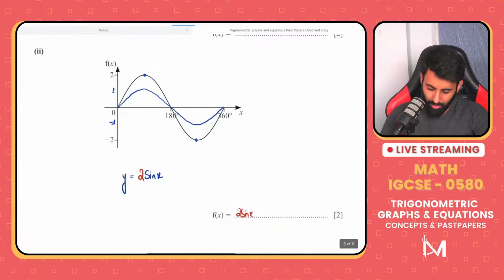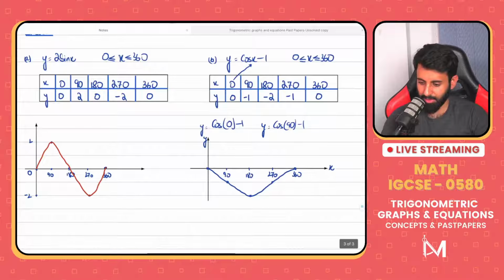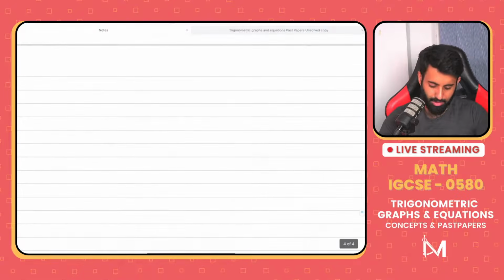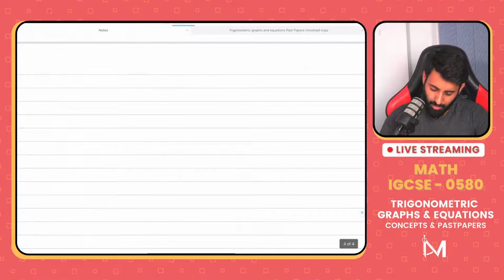Okay, now, as far as curves and sketching are concerned, that's that. Now, let's have a look at some of the equations that we need to know how to solve, some trigonometric equations, and then we'll do some past paper questions as well. So here we have trigonometric equations.